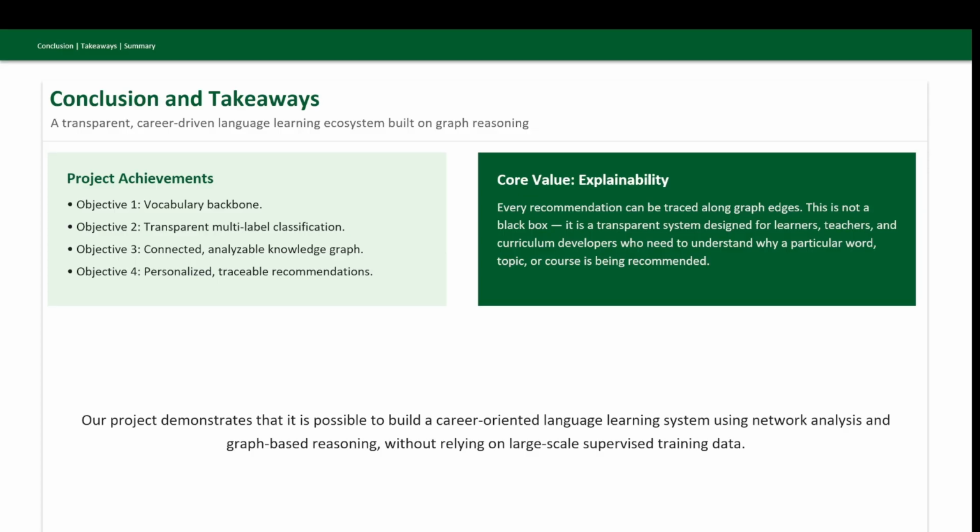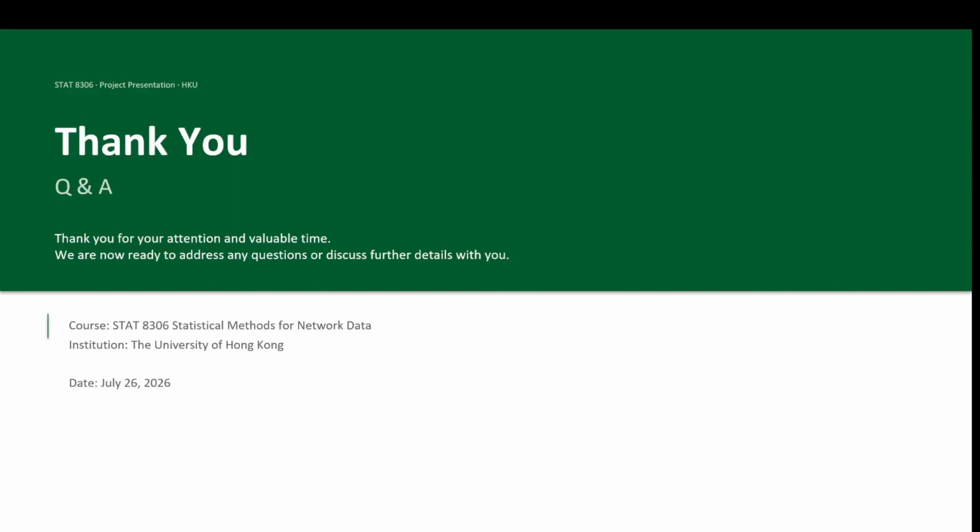The core value is explainability. Every recommendation can be traced along graph edges. This is not a black box. It is a transparent system for learners, teachers, and curriculum developers who need to understand why a particular word, topic, or course is being recommended.